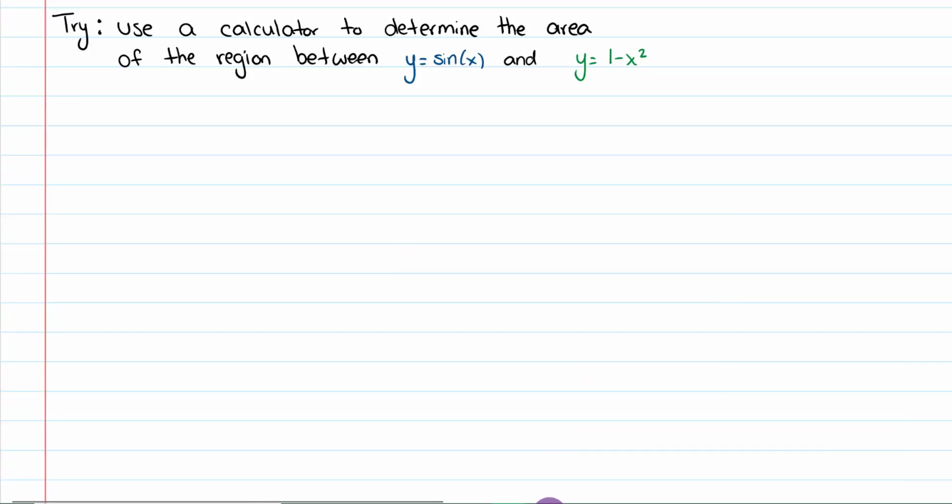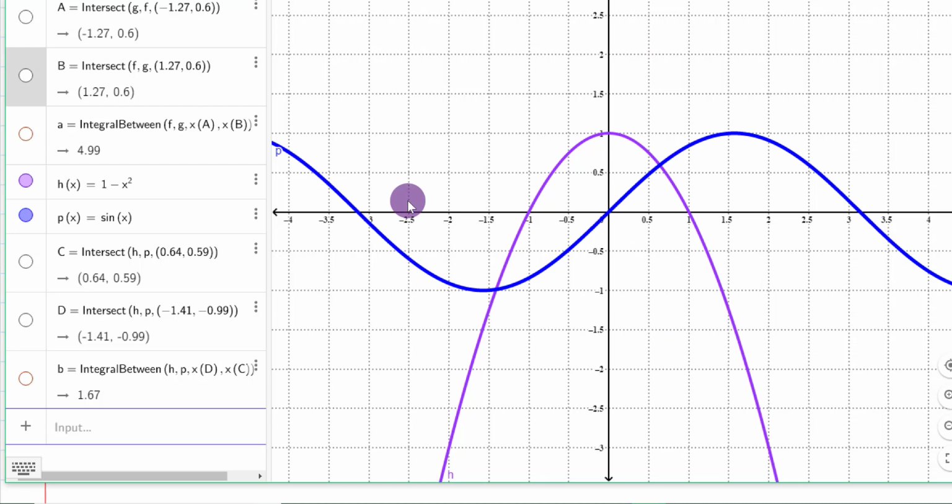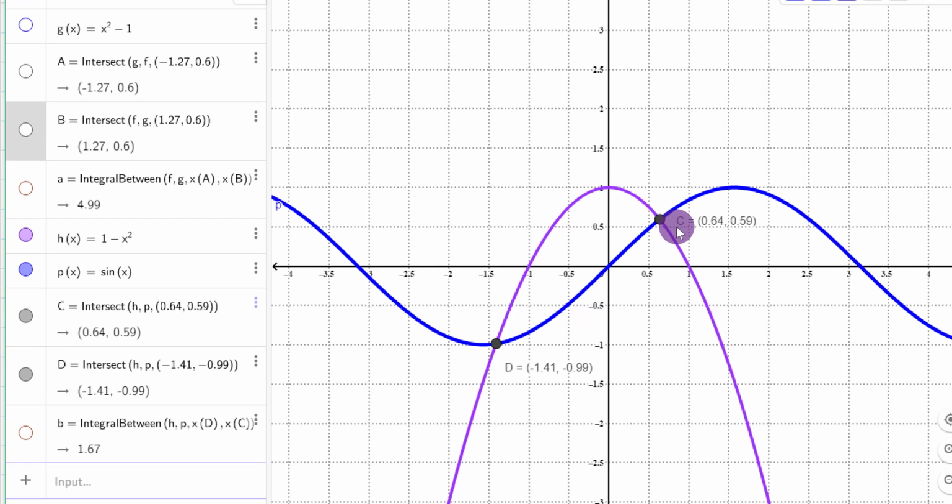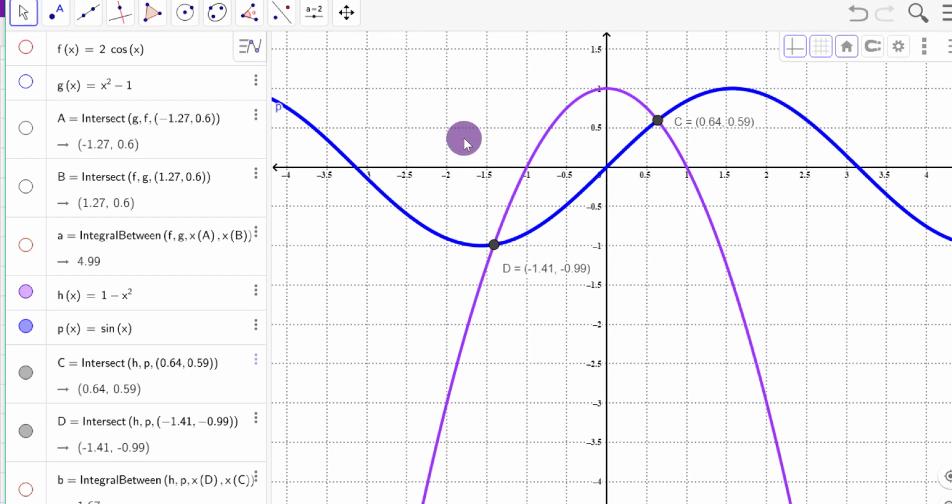Alright, let's see what we get. So when we graph it, it'll look something like this on our calculator. And what we're trying to get is these intersection points. Again, it's important to note which one is our top function and which one is our bottom function. So the top function is right here, 1 minus x squared, and the bottom function is sine of x. And we're trying to find the integral in between, which is going to be about 1.67 when we're done.